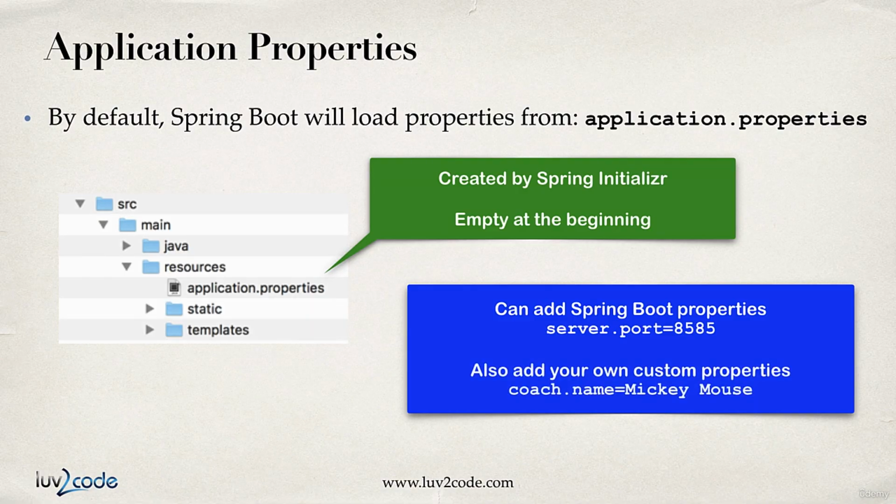Or you could also add your own custom properties to this file. So I could say coach.name=Mickey Mouse, coach.team=blah, blah, blah, and so on. You can give as many properties as you'd like in this application.properties file.